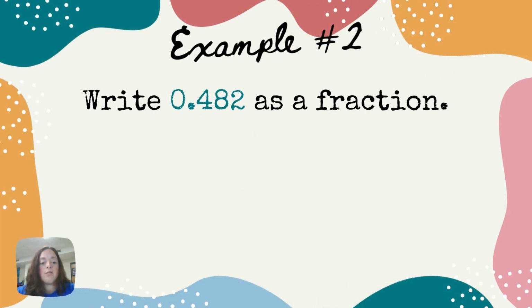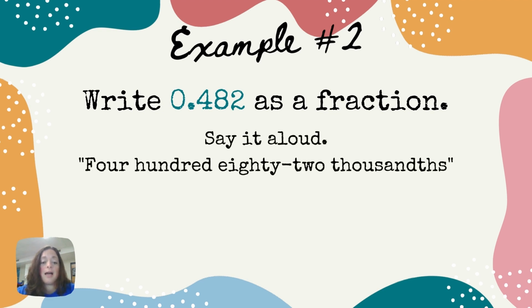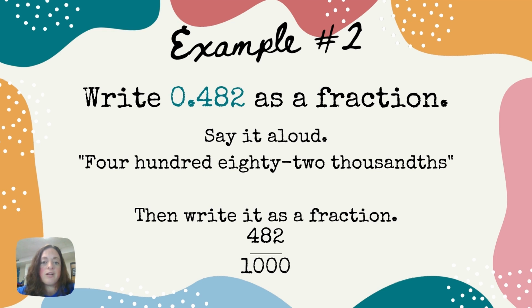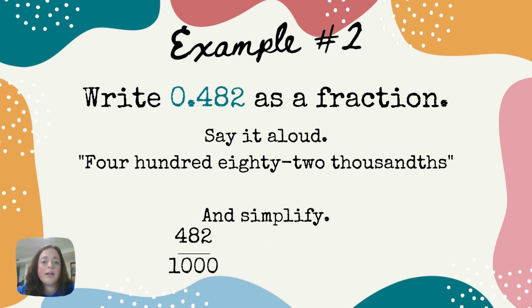Example number 2, write 0.482 as a fraction. First, we need to say it out loud correctly, 482 thousandths. And now we write it as a fraction, 482 over 1,000. But both of those numbers are even. We need to simplify. Both the numerator and the denominator are divisible by 2, so we can divide them both by 2 in order to simplify. That will give us 241 over 500. And that cannot be simplified any further, so we will leave it at 241/500.